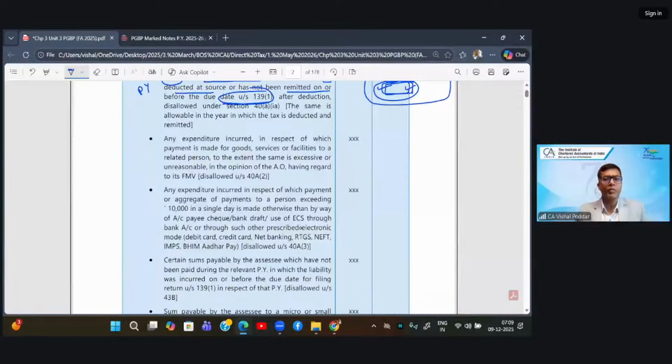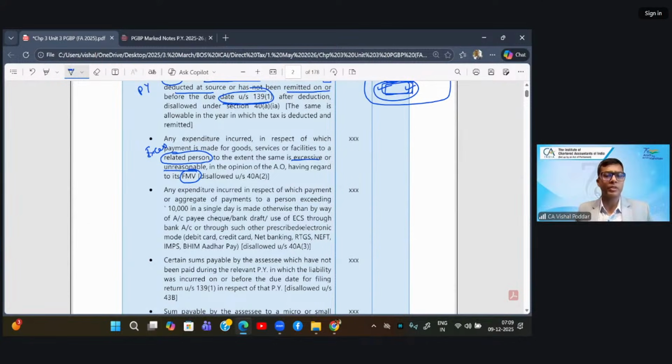Similarly, wherever you are making payment to any of your related person, who may be your relatives, who may be your business associates, and the payment is unreasonable or excessive. Now, how do we decide unreasonable or excessive? Whatever is the fair value of that expense, your payment is exceeding that. In such a case, only the excess portion, only the extra portion will be added here. So only the excess above FME will be added.